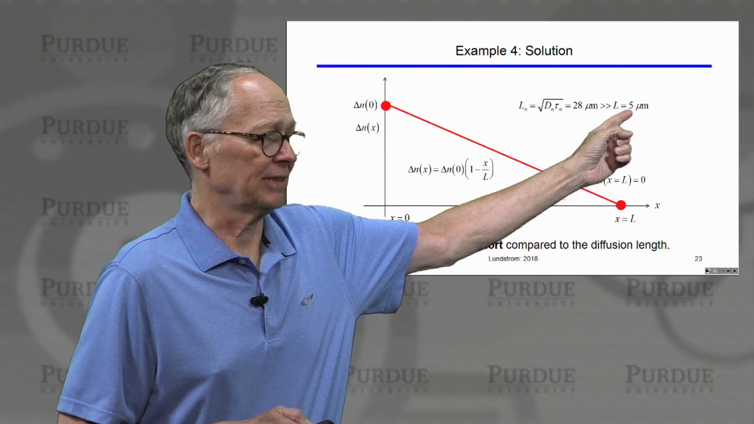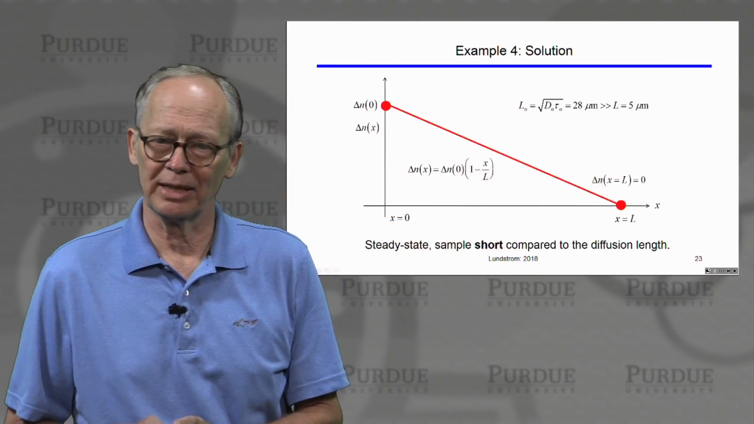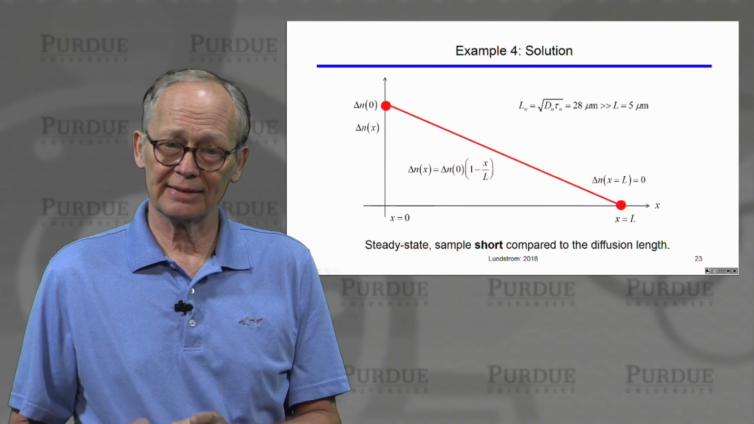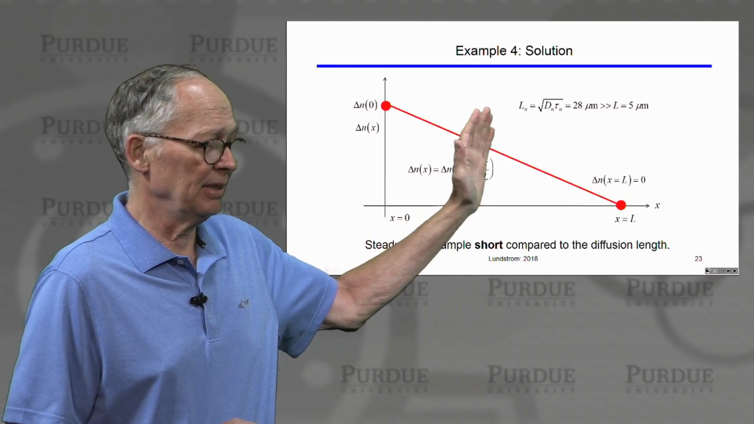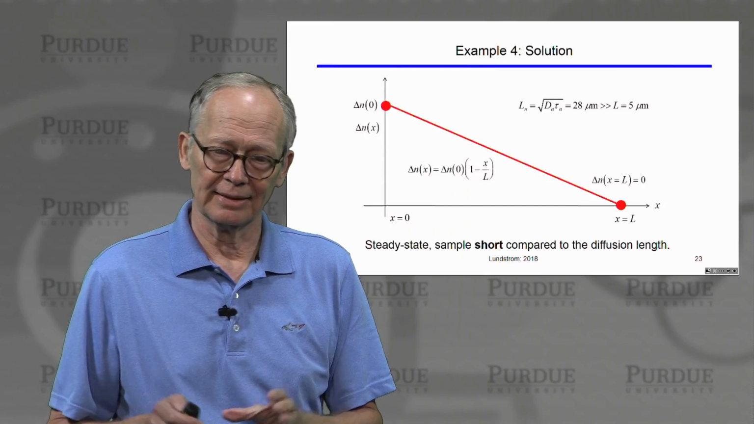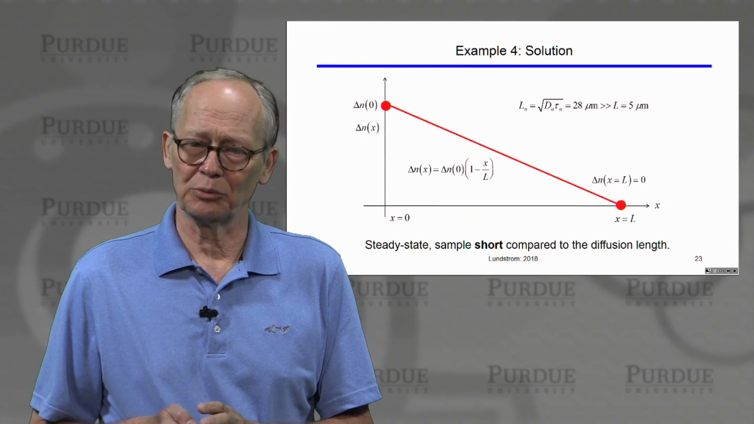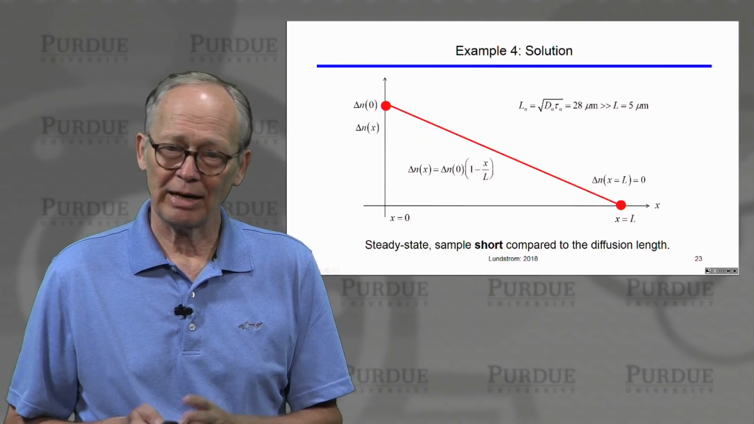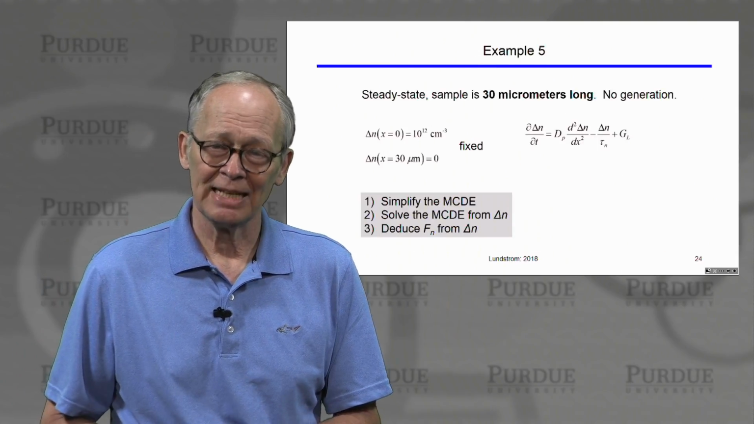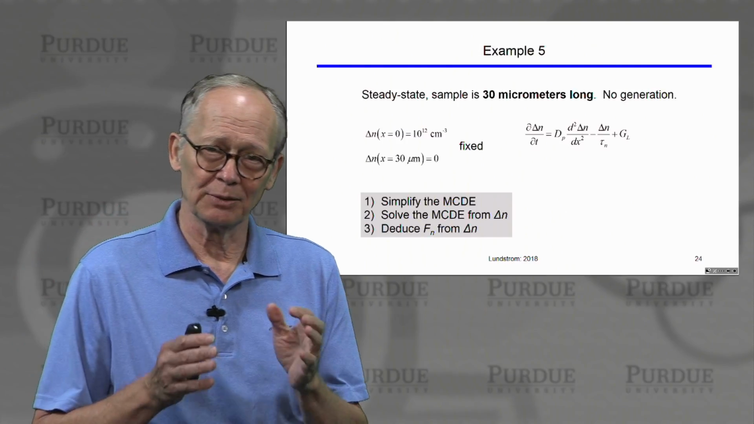Our sample is only 5 micrometers long. The diffusion length is 28 micrometers. Physically, what that says is that if electrons come in, they diffuse across and they never recombine because the sample is so short, they cross the device without recombining. All right, so that's a particularly simple example. Let's do one more example. We did one that was long. We did one that was short.